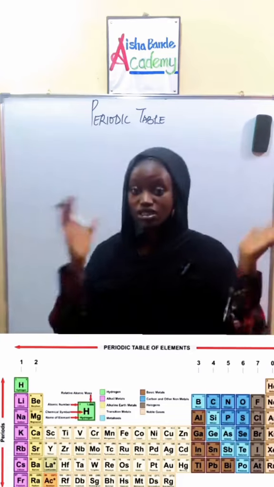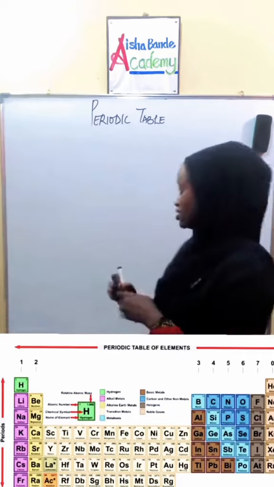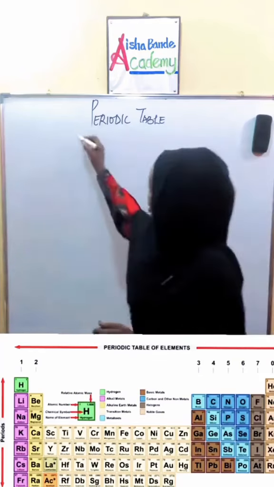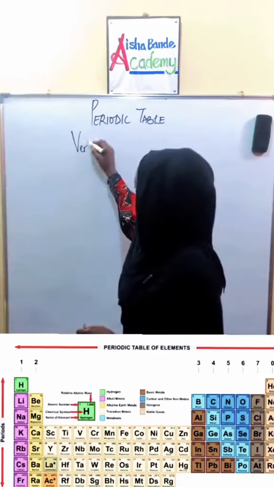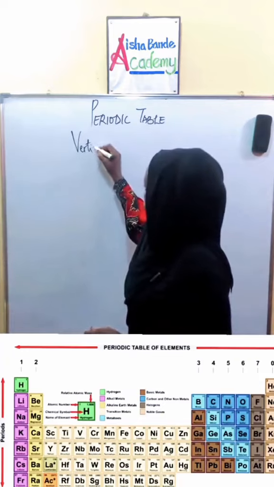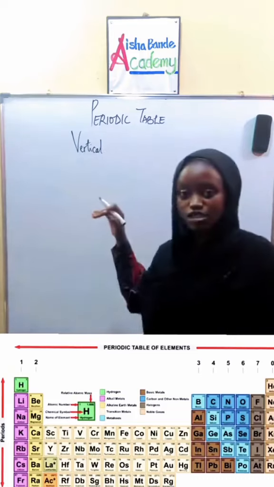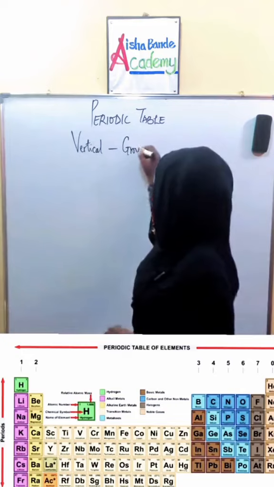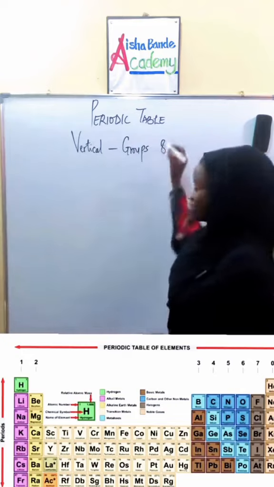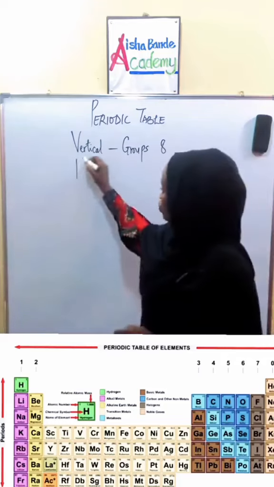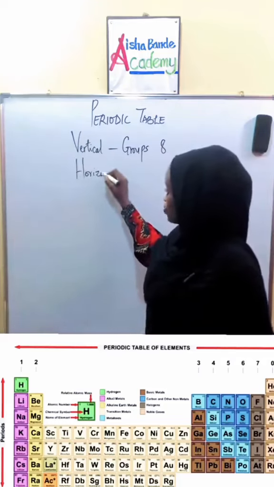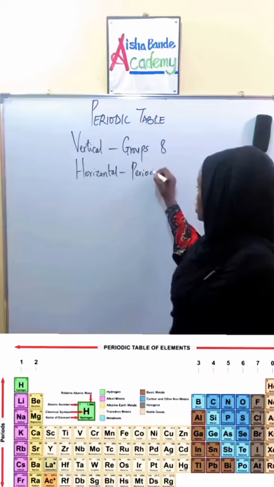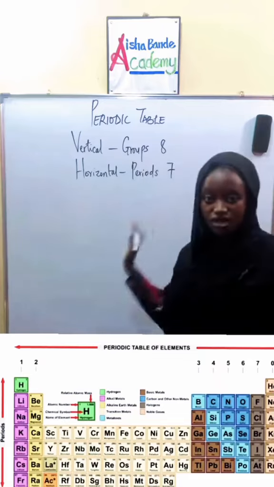The periodic table is divided into two parts. We have the vertical and the horizontal. On the vertical of the periodic table is where we have the groups. The groups are divided into 8 parts. While at the horizontal of the periodic table, just as we can see, is where we have the periods. And the periods are divided into 7 parts.